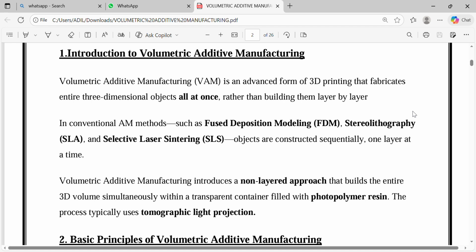Photopolymer or photosensitive resin is a liquid polymer. It cures with light. It is used in stereolithography and DLP printing. It creates highly detailed parts. Tomographic light projection projects patterned light onto the resin. It cures the specific area simultaneously. It enables rapid 3D printing, and it is used in volumetric additive manufacturing.